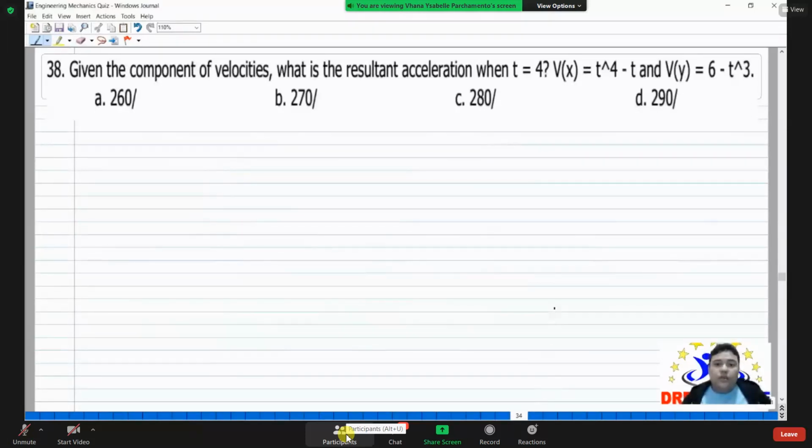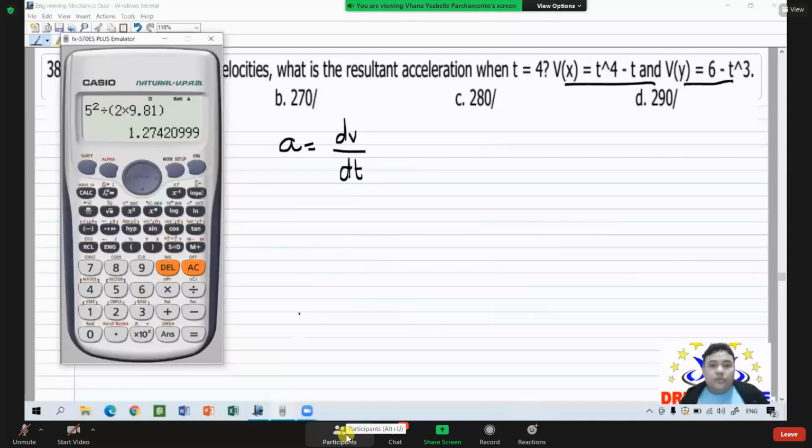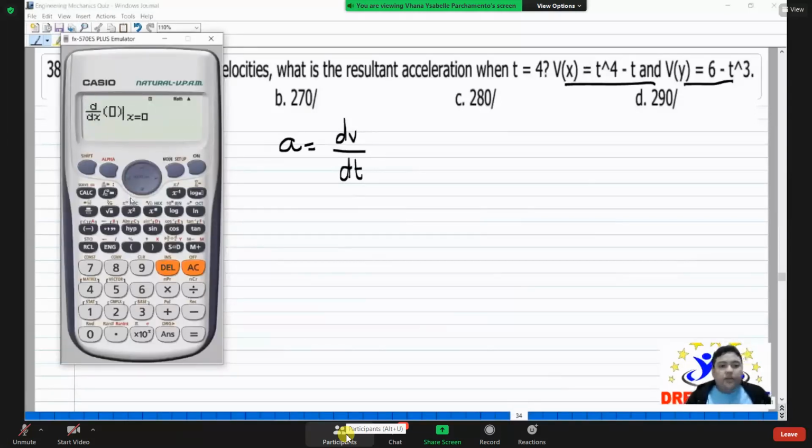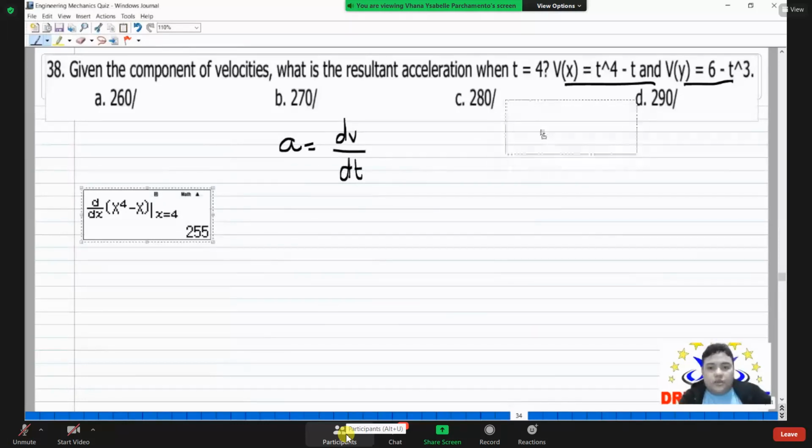Given the velocities, what is the resultant acceleration of the velocity as a function of time? So, Vx. So, from the definition, A is equal to derivative of V with respect to T. I-derivative natin itong dalawang to. So, unahin natin yung X. So, derivative of T raised to 4 minus T. So, at time T equal to 4, this is 255. So, yan yung in the X direction.